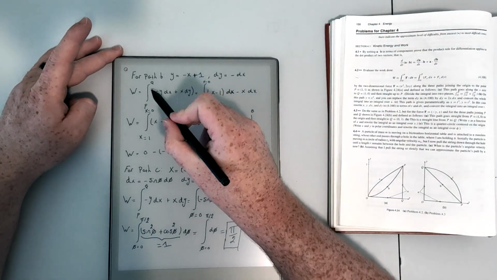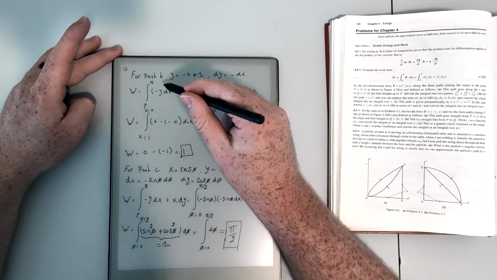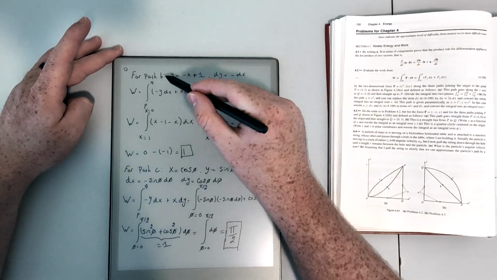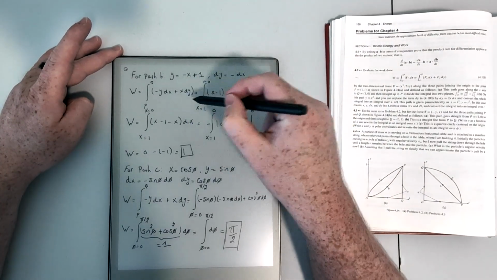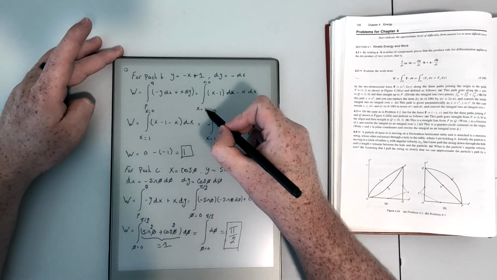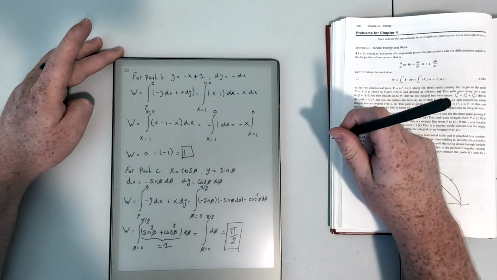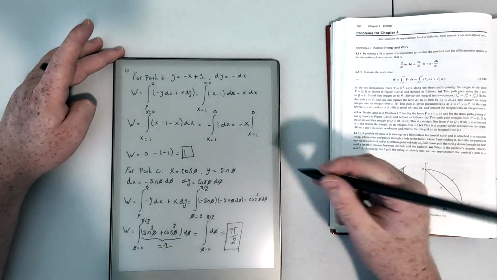So if we take the integral from P to Q of f dot dr, we get minus y dx plus x dy. And we plug in our substitutions to get everything in terms of x. We get the integral from x equals 1 to 0, right? Because we're starting at 1 for x and we're going to 0.